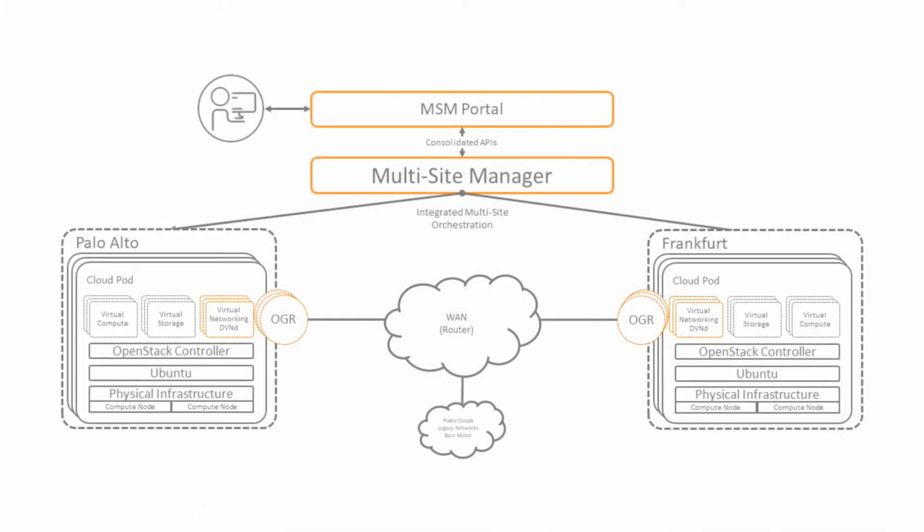Before we see MSM in action, let's take a quick look at the configuration of our demo. We'll be using two sites, Palo Alto and Frankfurt, each of which supports OpenStack Cloud pods built on top of Canonical's Ubuntu operating system. Each pod uses our overlay gateway router to provide connectivity to the WAN, which connects the distributed sites. MSM is connected to our MSM portal, which will provide the service interface for this demo.